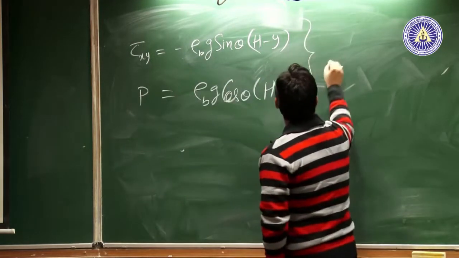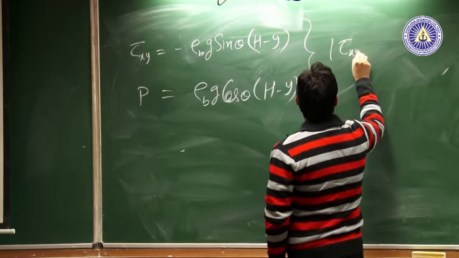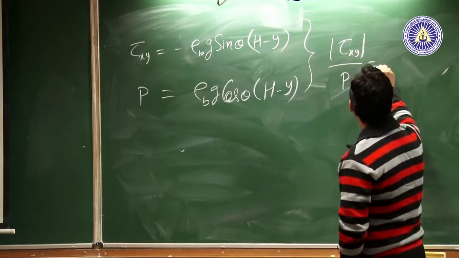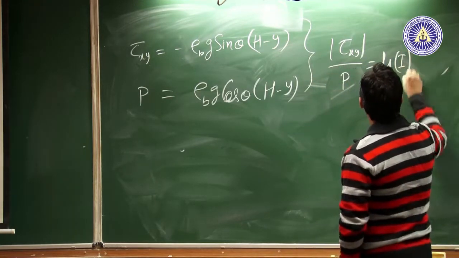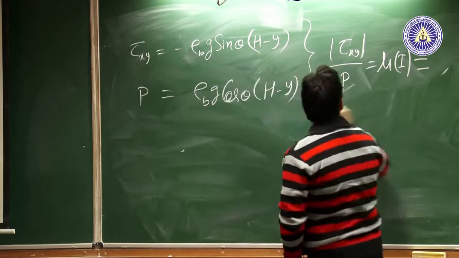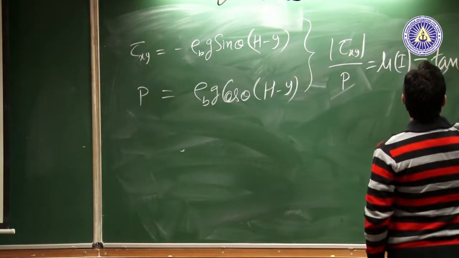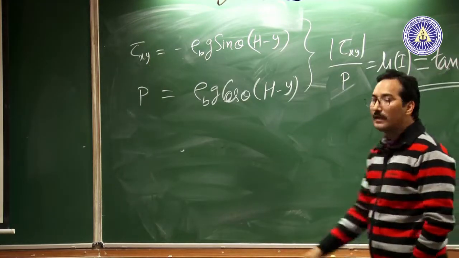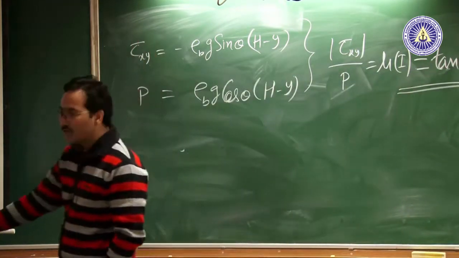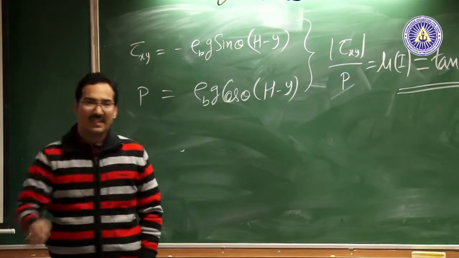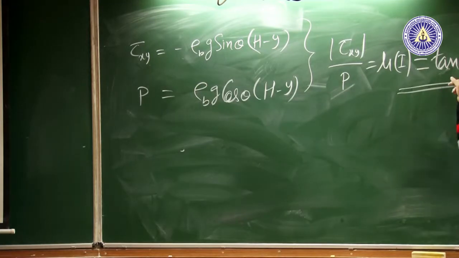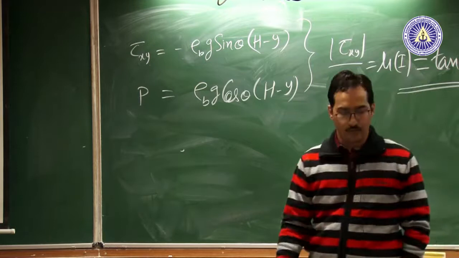What this tells us is that the magnitude of shear stress to pressure, which is our effective friction coefficient, is going to be equal to tan theta. So for steady fully developed inclined plane flow, given the model that we have, for a given inclination theta, tan theta is going to be equal to the effective friction coefficient.